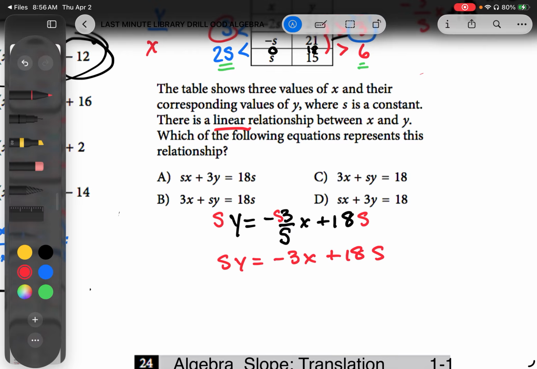Now notice again the answer choices, they're in standard form. So that means I got to move the 3x to the other side by adding 3x to both sides. So if I add 3x to both sides, what am I going to have now? 3x plus sy equals 18s. And what answer does that match with? Answer choice B. Done.